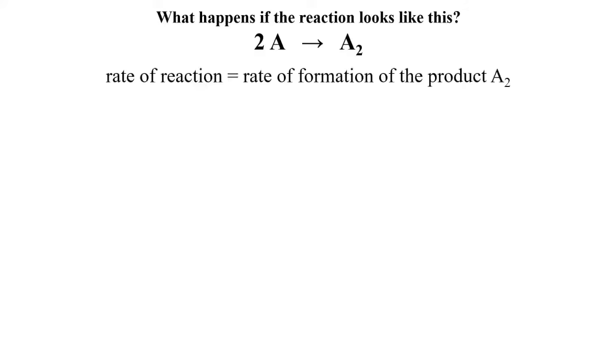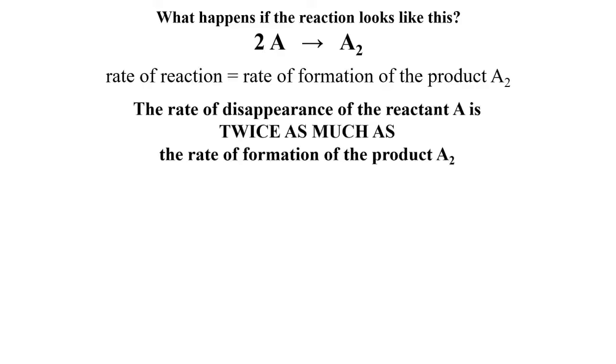What if the reaction looks like this, where 2 moles of A are changing into 1 mole of A subscript 2? Well, now the rate of reaction, which would be the rate of formation of product, is not the same as the rate of disappearance of the reactant. So as you can see, based on the stoichiometry in this example, the rate of disappearance of the reactant A would actually be twice as much as the rate of formation of the product.